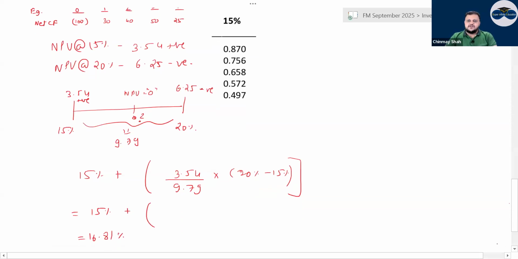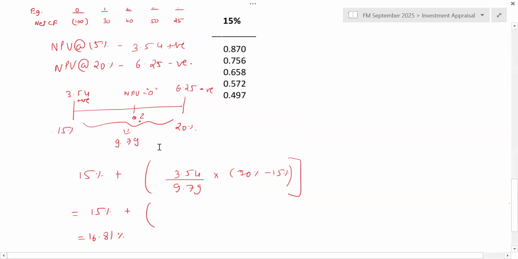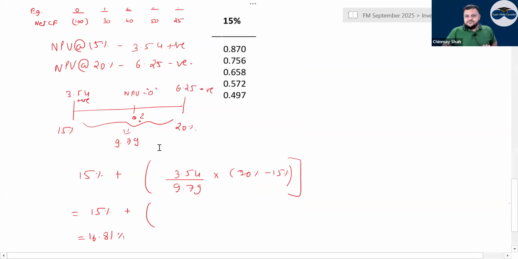16.81%. Correct. Now, is it too close to your answer? What is the appropriate answer? 16.71. What is your answer? 16.81.